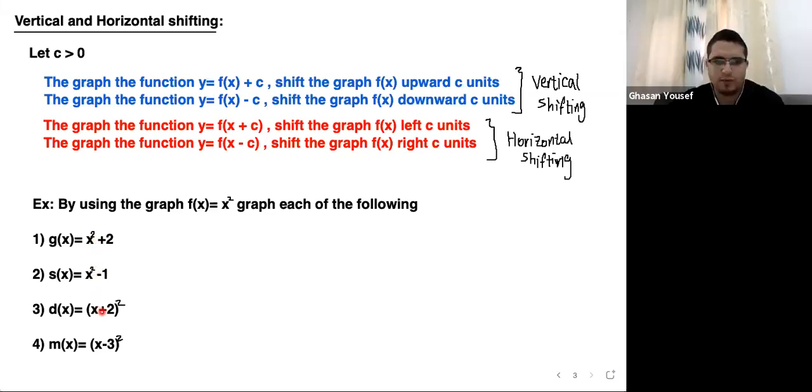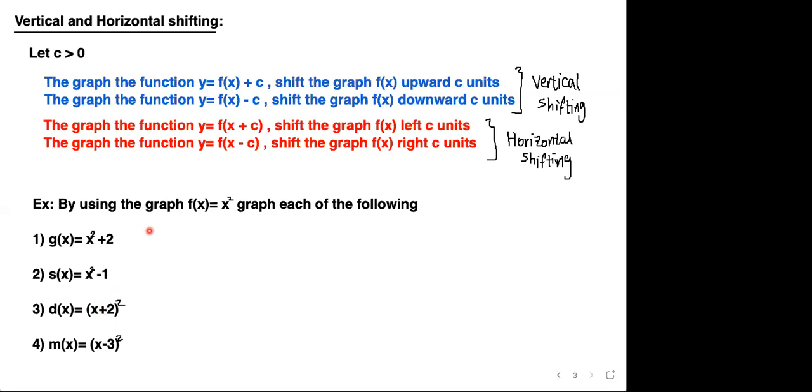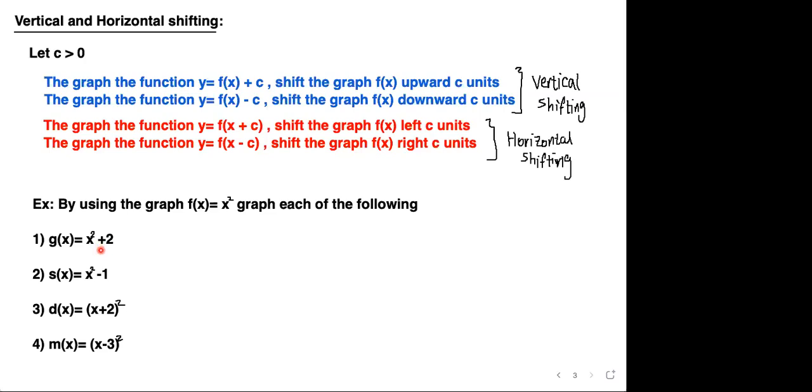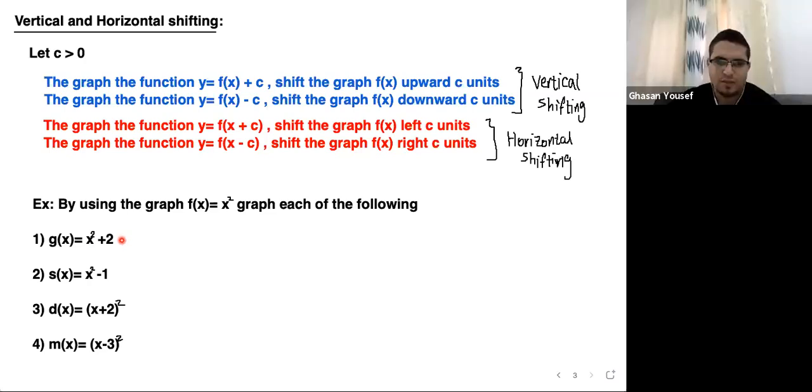But what about 3? Look at the 3. 3 also moves left and right. What about 1? 1 is up and down, because the number 2 is outside the function. The function is x squared, and the 2 is outside. But the number 2 here is inside the function, with the square. So because the number is outside, it should be up and down.